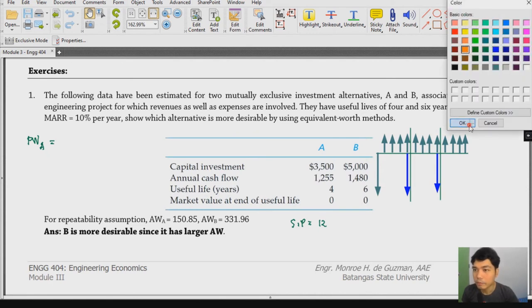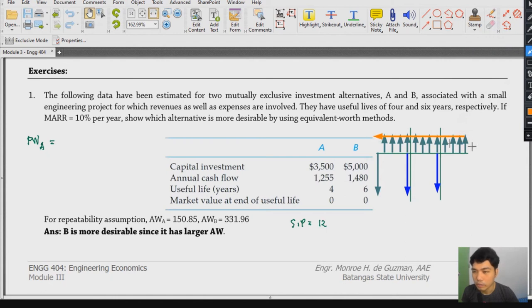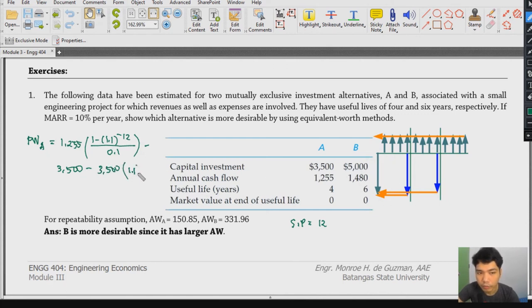we can move this all to the present. So, starting from this annual cash flow and then yung ating mga capital investment. Okay, so the present worth would be equal to 1,255. And then we multiply this by 1 minus 1.1 raised to negative 12 kasi we have 12 study periods and then 0.1. And then plus or minus natin kasi those are expenses. So, we have 3,500. So, ito yung una dito sa zero time or yun yung nasa present and then minus 3,500 for the fourth year. So, that's 1.1 raised to negative 4 and then minus 3,500 as well dun sa parang pa 8 niya. That's 1.1 raised to negative 8.